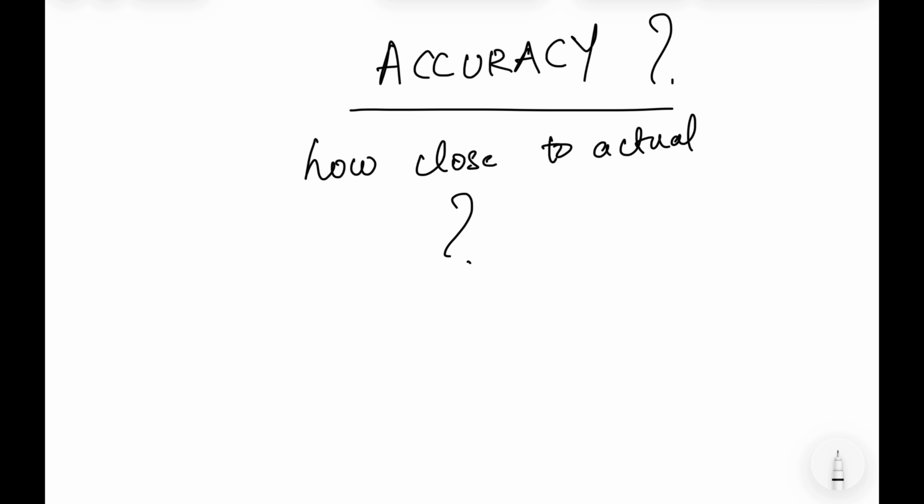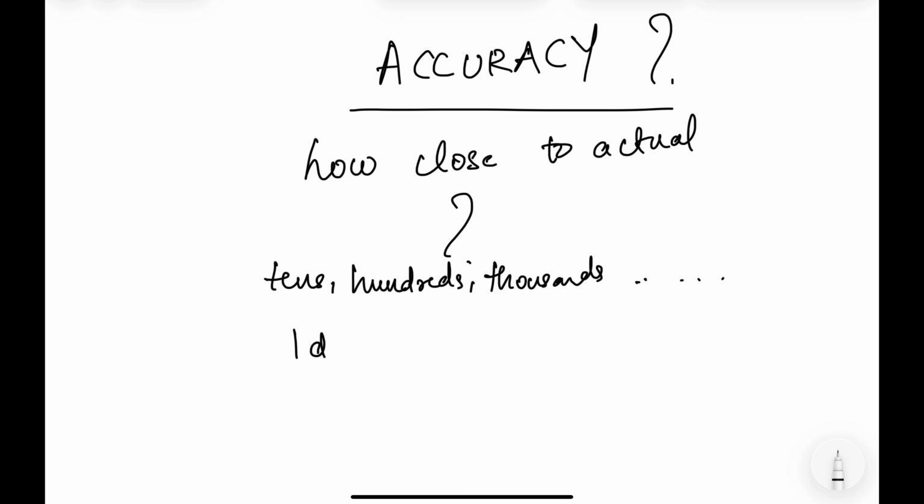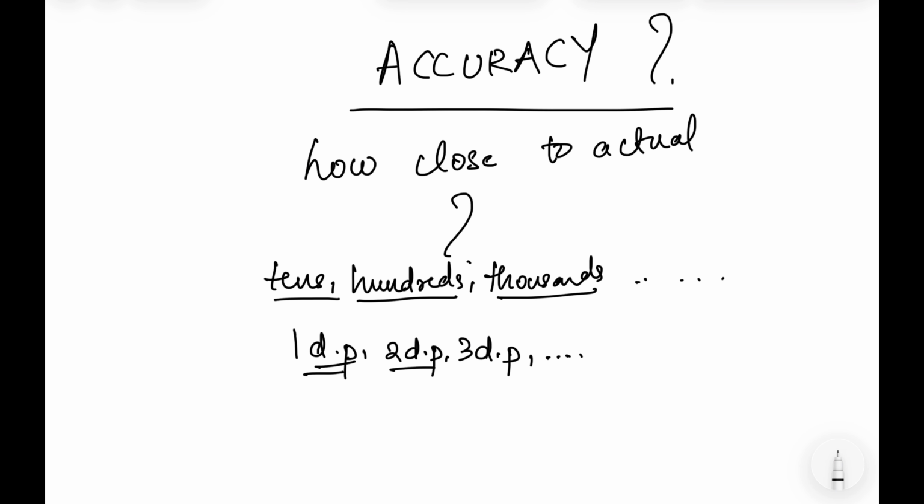We can find answers accurate up to tens, hundreds, thousands and so on. Similarly, we can also find accurate answers up to 1 dp. dp here means decimal place, 2 dp, 3 dp and so on. So accurate answers are found either up to the nearest tens, hundreds, thousands or 1 dp, 2 dp, 3 dp and so on. We can find accurate answers according to this method.